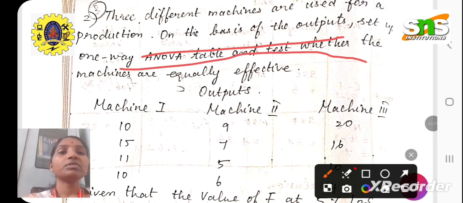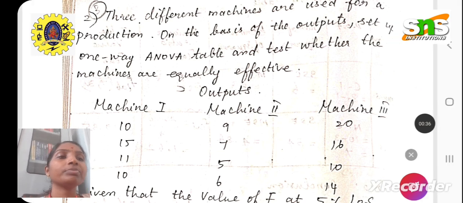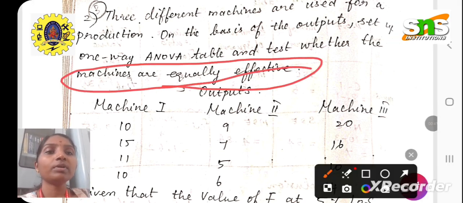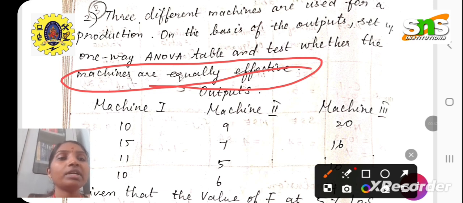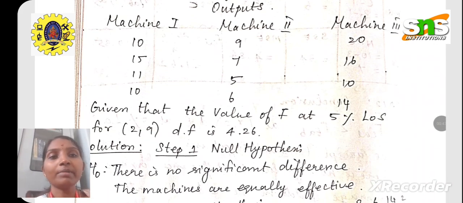On the basis of outputs of one-way classification, we are going to test whether the machines are equally effective. This is what we are going to test. This is a key point here: test whether the machines are equally effective or not. We are given the data for machine 1, 2, and 3, and you are also given the tabulated value. We need not check the table value.